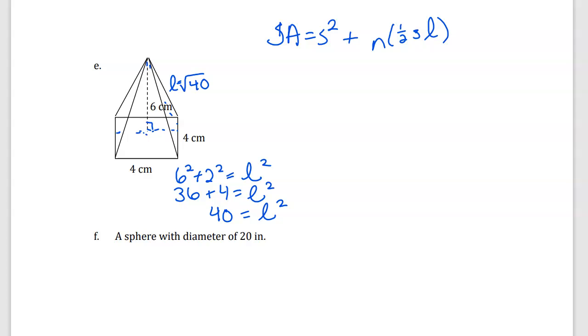And the square root of 40 can be broken down. If I think about 40, that's 4 times 10. 4 is 2 times 2, and this is 2 times 5. I have a pair of 2's. They can come out. This I don't have a pair of, so those go back in, and make a 10. So the square root of 40 is 2 square root of 10.